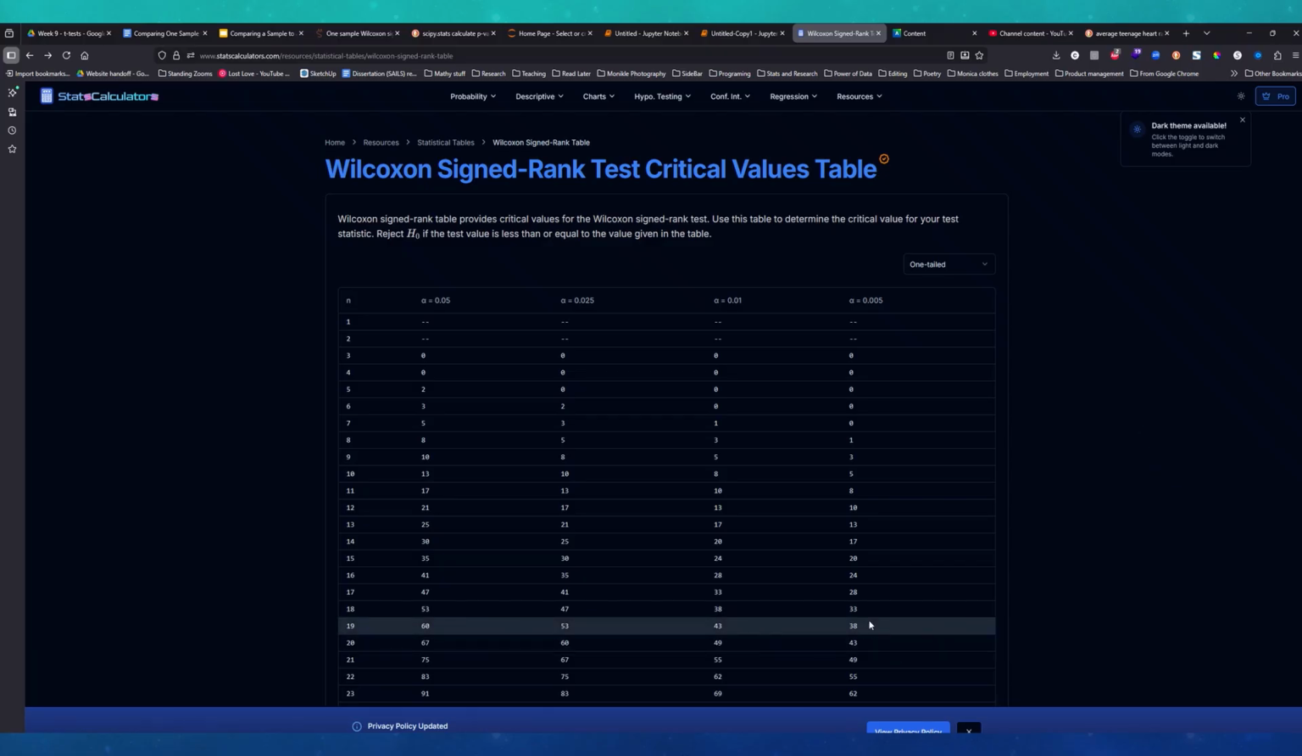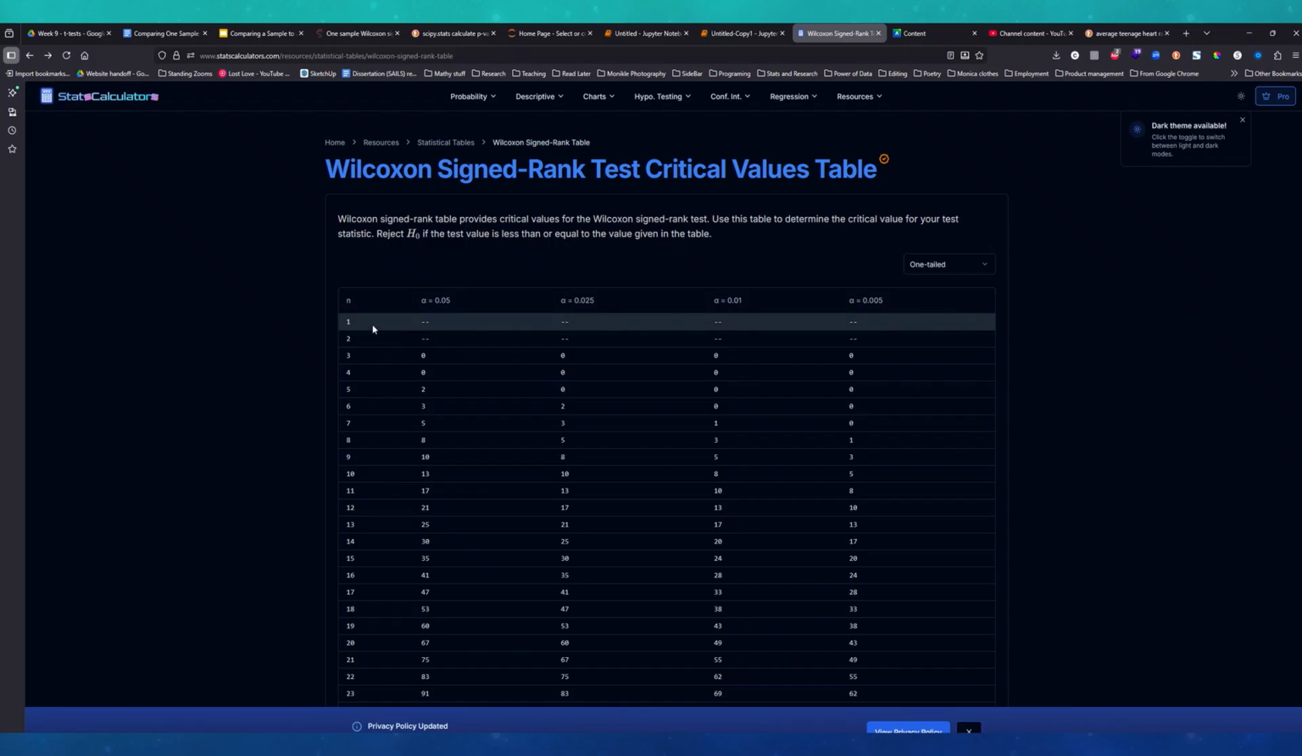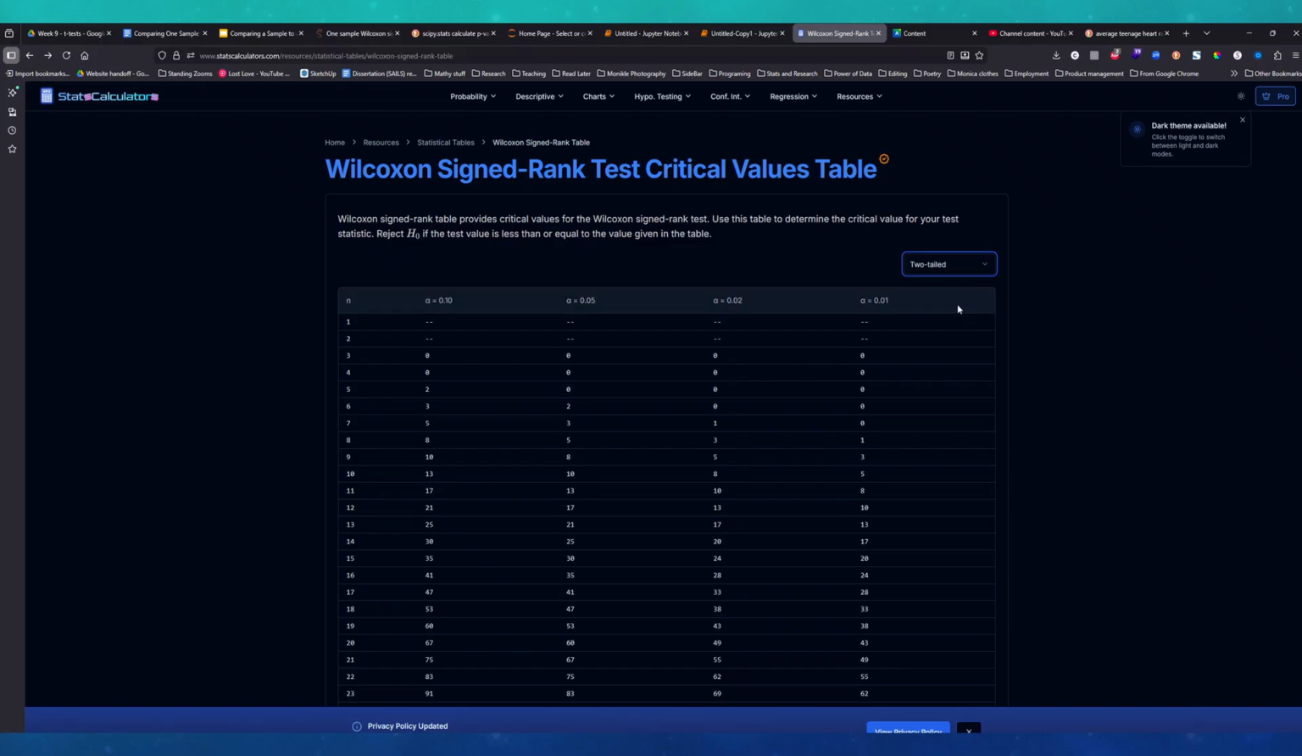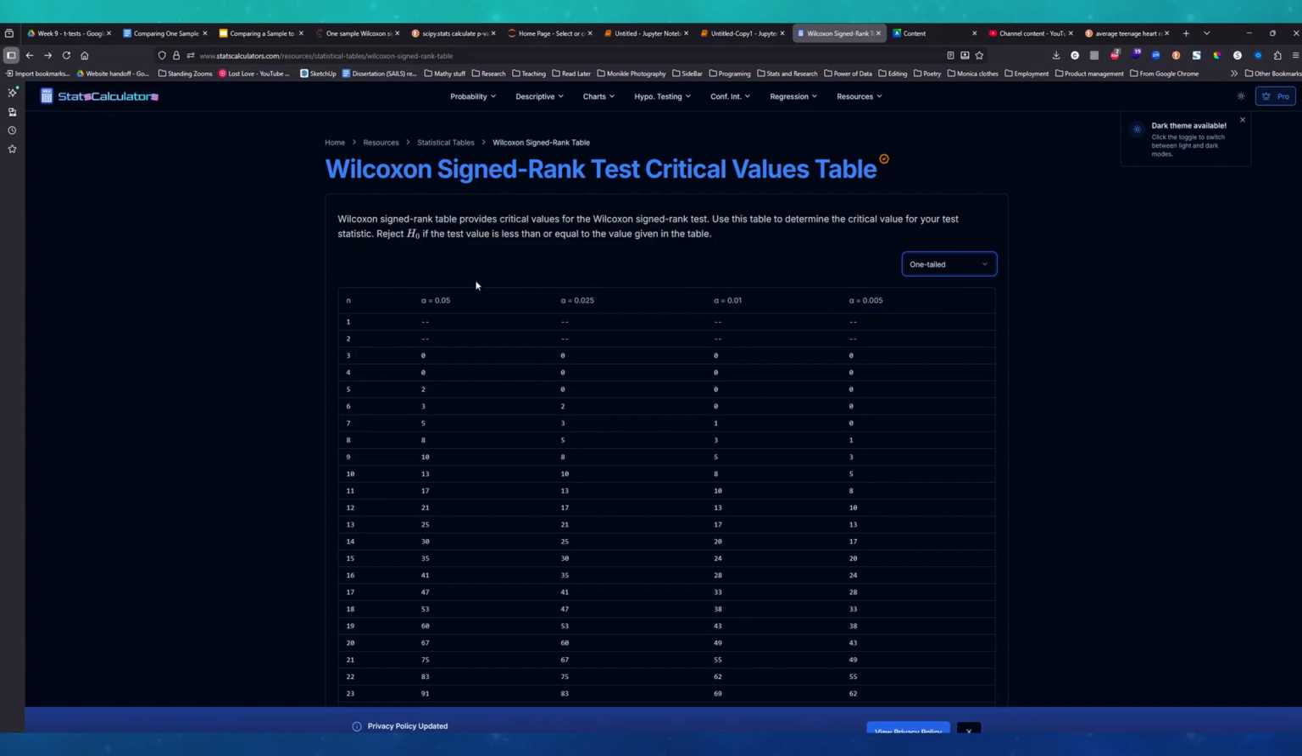So I gave you the link for this table in this week's list of items. This is a nice little website. You can choose one-tailed or two-tailed tests from here for your Wilcoxon Signed Rank test, and it gives you your critical values. Now, the things that you need to pay attention to are what your alpha level is, and since I'm going to be boring, I'm just going to stick with an alpha level of 0.05, right?